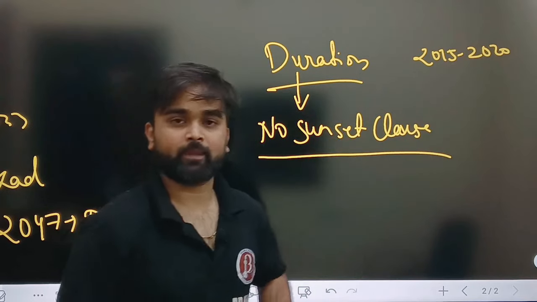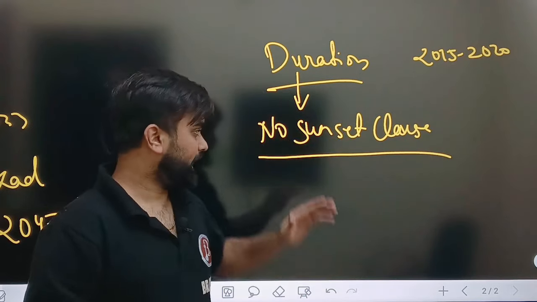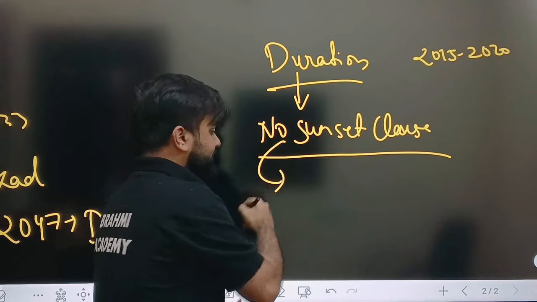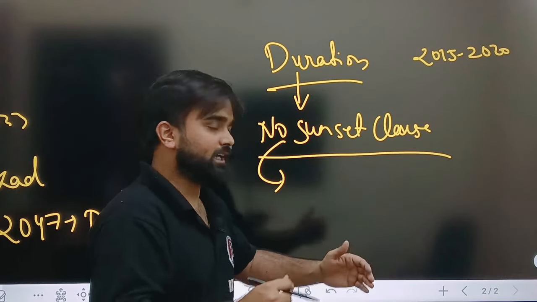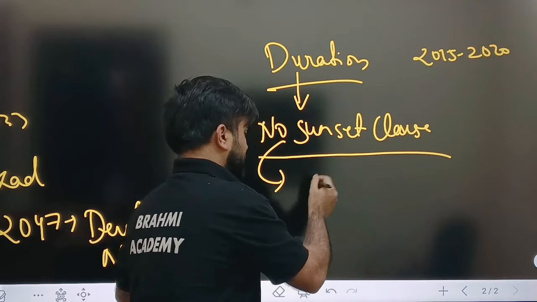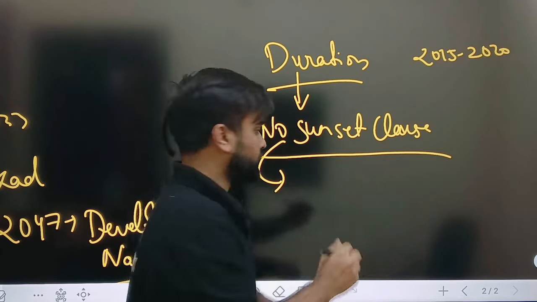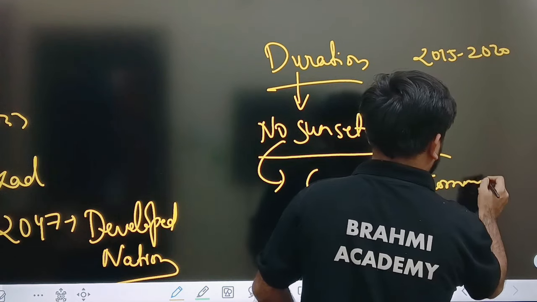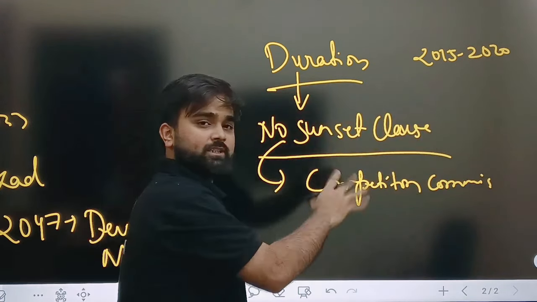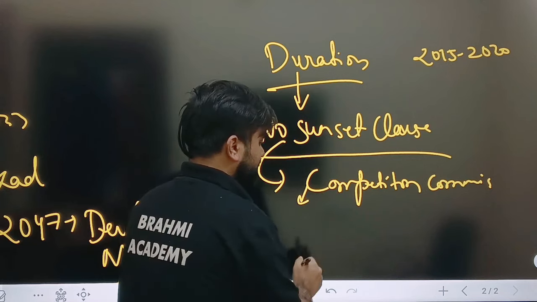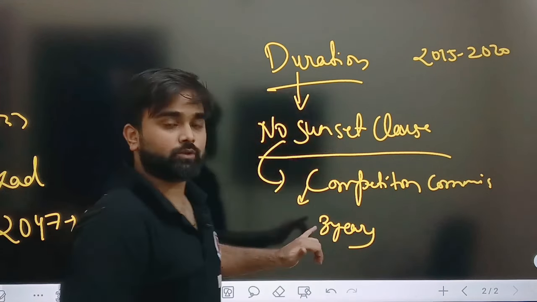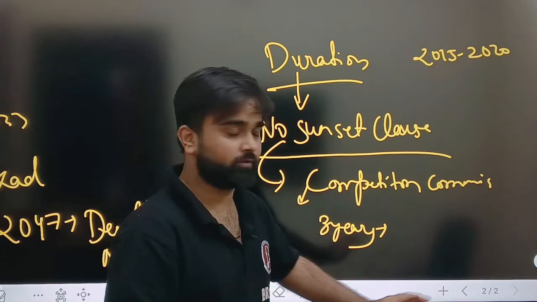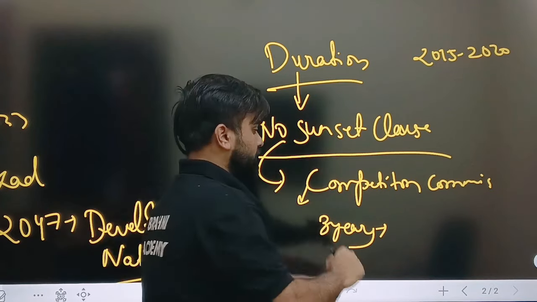What does this mean, no sunset clause? This is a term essentially used in economics, and you will hear about this term quite often. So please understand, the sunset clause means anything that will expire by a certain time. Let's say there was a commission, a competition commission, just as an example. When it was formed, it was said this will be there for 3 years. So after 3 years, you need not have any act passed by the parliament. It will by itself get dissolved. That is, after 3 years, it will all sunset. This is the sunset clause.